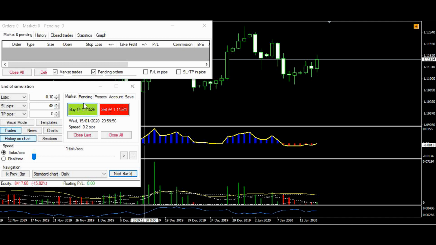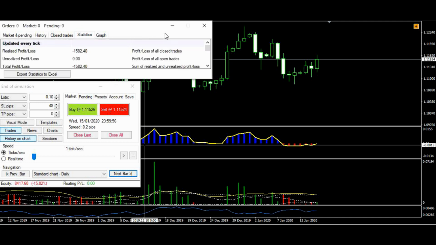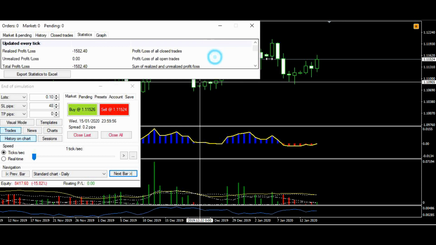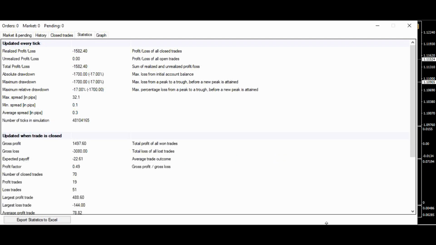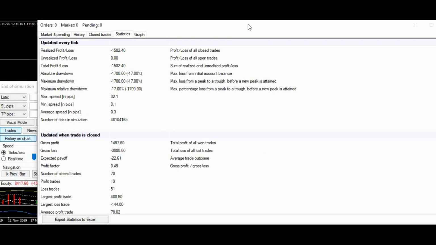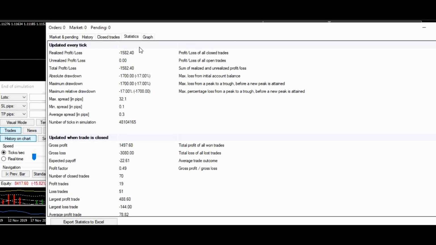So if we go to our statistics here, and let's make that a little bigger so you can see. This is one of the nice things about the software, it does give you all of these statistics. I don't know if you can see that. Let me pull it over here. So you can see here that the realized profit was down almost $1,600. Total profit loss was that much. Absolute drawdown was 1,700. Maximum relative drawdown was 17%. Not good, not acceptable.